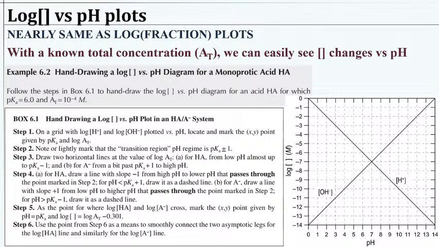Okay, so on a grid with log H plus and log OH minus plotted, so that's already there, and we know that's always going to be the case. It's always going to look like that in terms of starting at minus 14 for the log of OH at pH 0. There's almost none of it, all the way up to 1 at pH 14, and the inverse for H plus. So starting with that, we can locate and mark the XY point given the pKa and the log of A total.